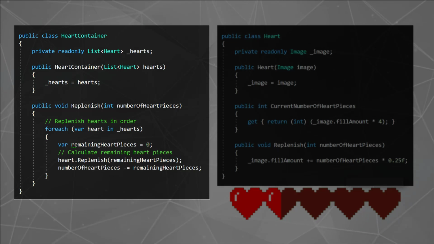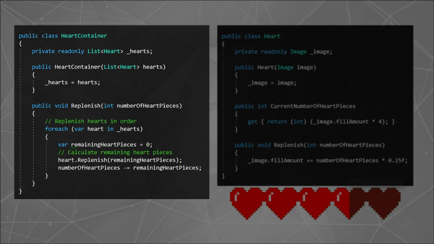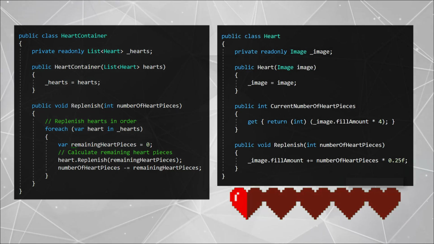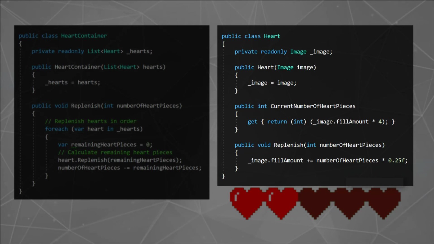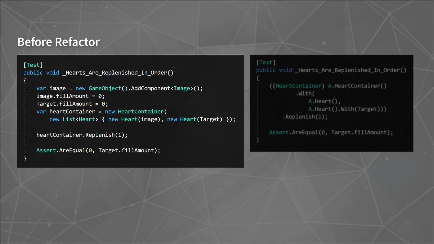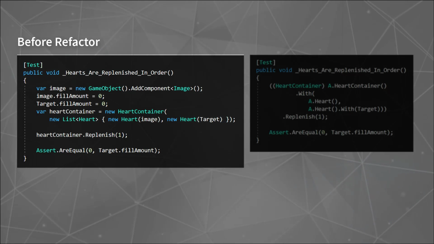Heart containers contain a list of hearts, where each heart represents a unit of health that is measured in heart pieces. Full hearts have 4 heart pieces, and empty hearts have 0. A heart calculates the number of heart pieces it has using the fill amount of a Unity UI image. Each 25% increment of image fill equals 1 heart piece, so a heart with an image that is halfway filled has 2 heart pieces. Health containers should replenish their hearts in order, from left to right.